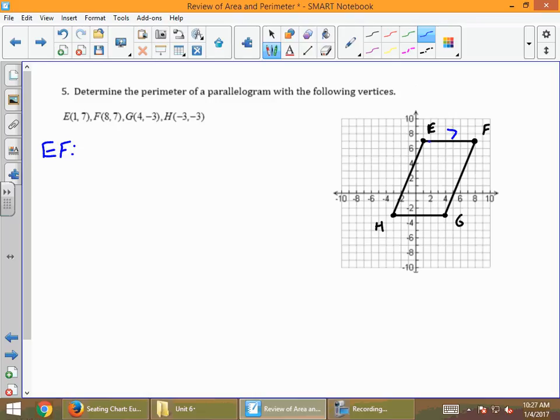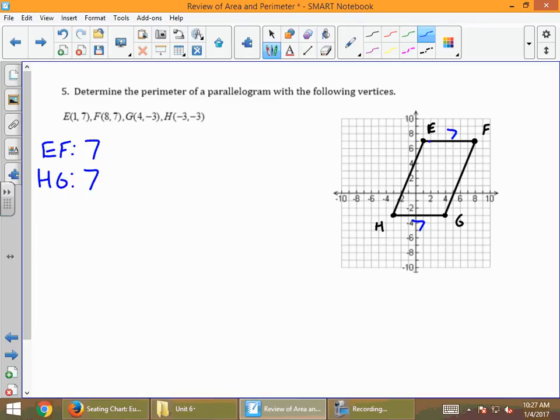Awesome. So what's HG going to be? You could count, but what's it going to be? You know that's going to be 7 too, because it's a parallelogram, we know opposite sides are congruent. We also know they're parallel. Save some time there. So I know HG and EF are both 7. Awesome. You know they're the same.